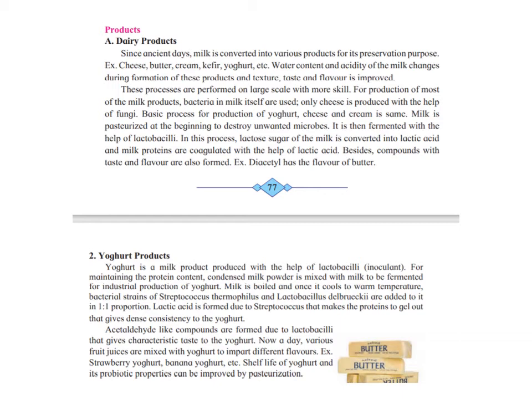Shelf life of yogurt, that means how long you can store it, and its probiotic properties, which we'll be learning a little later, can be improved by pasteurization. Means the way you have boiled the milk can improve it and make it better.